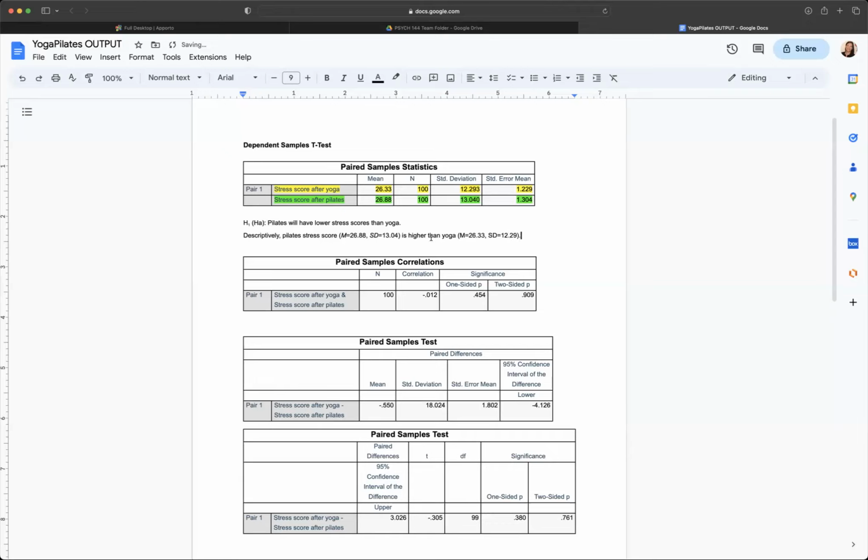And remember, I just generated this data. It's fake data, so it makes sense that there's not really anything there to find.